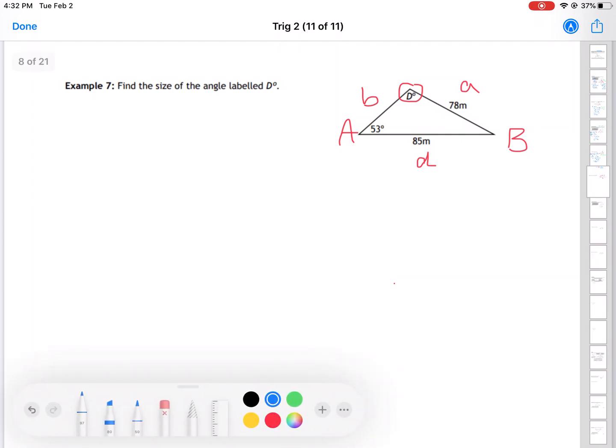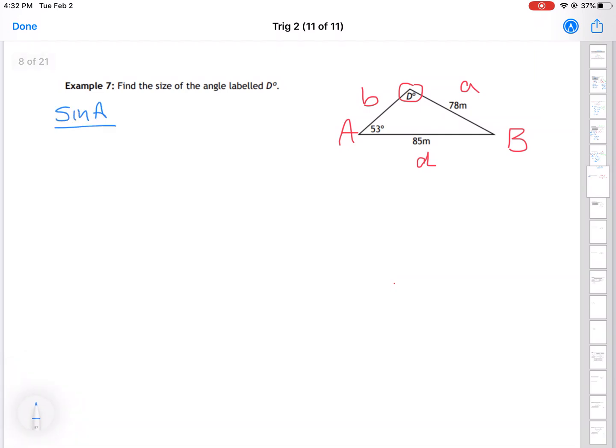Now, if I write down the sine rule, I'm trying to find an angle, so I'm using the opposite way around. This is where the different letters in the triangle can come into play. I have got letters A, B and D in my triangle. But in the formula, I've got letters A, B and C.